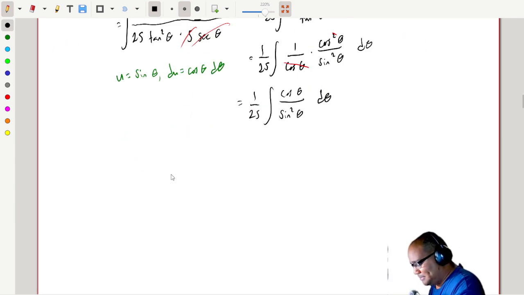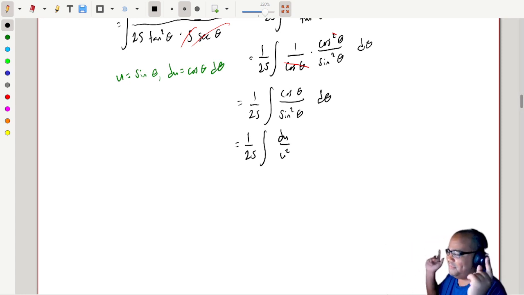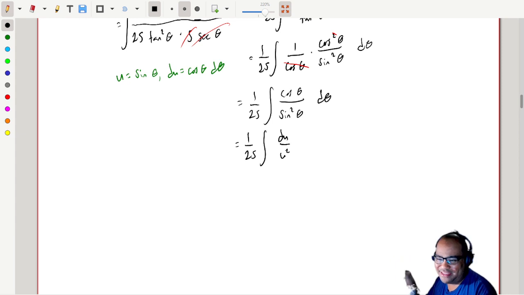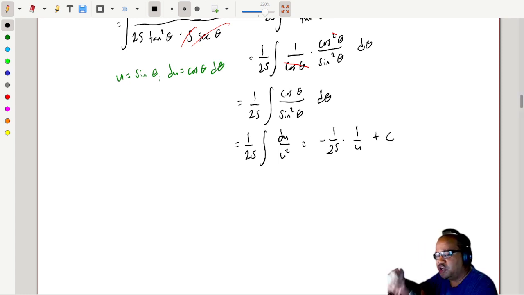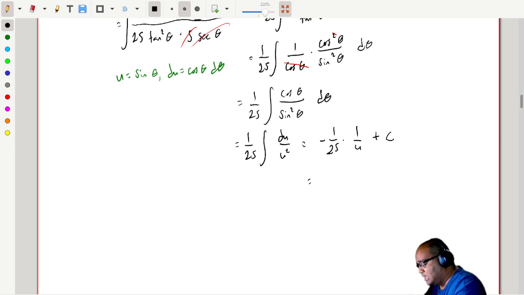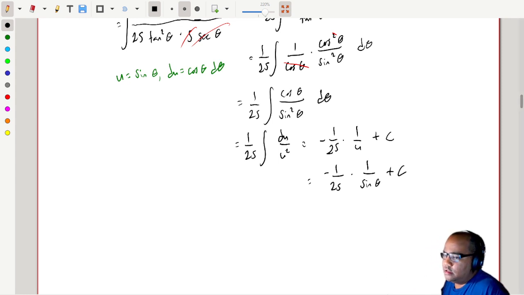We still got some space, don't you worry. 1 over 25, we're going to apply that u substitution here, so we got du over u squared. Nice. I know how to integrate that. That's just my power rule. Let's breeze through it. Integrate 1 over u squared, that's minus 1 over u. So I have minus 1 over 25 times 1 over u, plus a constant. And now just unravel the substitutions. u was sine theta. So minus 1 over 25 times 1 over sine theta plus a constant.